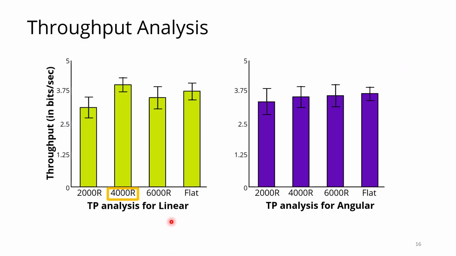Here we see the results of the Fitts law throughput analysis, and for the linear condition, we see that the display curvature has a significant effect on throughput, and results reveal that only the 4000R has significantly higher throughput than the 2000R display, whereas for the angular condition, there is no significance of display curvature on the throughput.